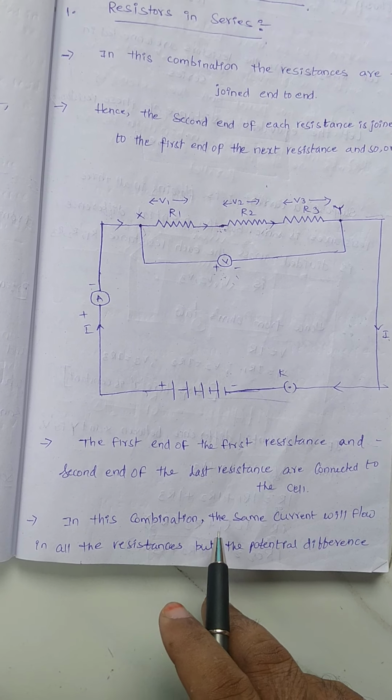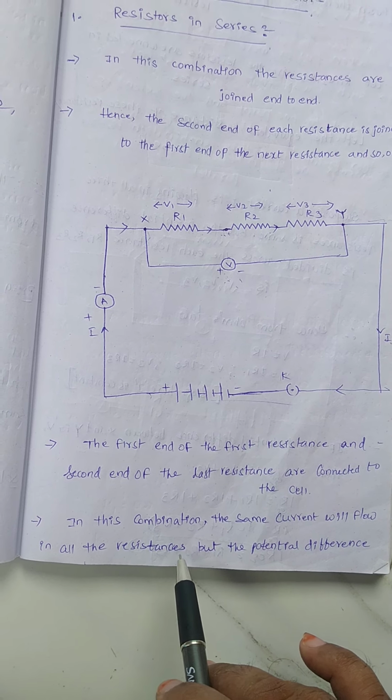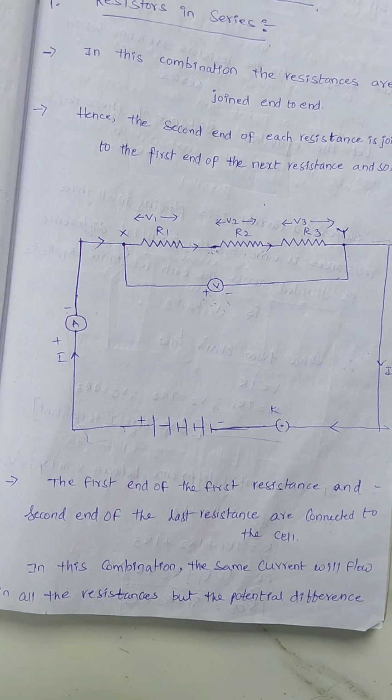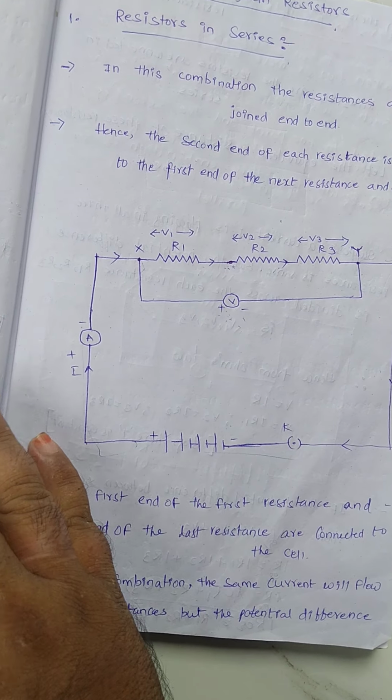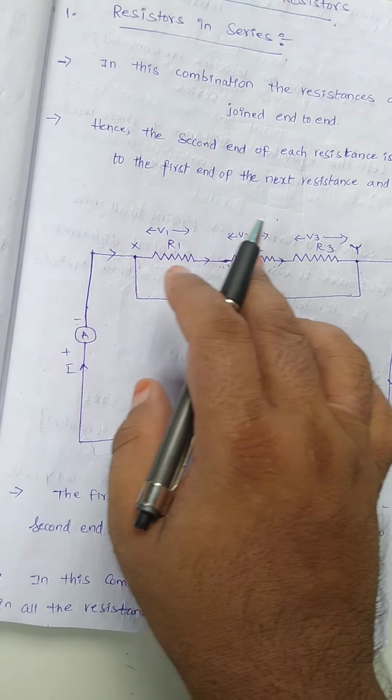See, in this combination the same current will flow. It is a very important point. In this combination the same current will flow through all the resistances, but the potential difference between their ends is different according to their resistance. Very, very important point in series combination, just remember that. This is the current. Already I told you the direction of current is from positive to negative, right? So in series combination the current is the same or remains constant along all resistances.